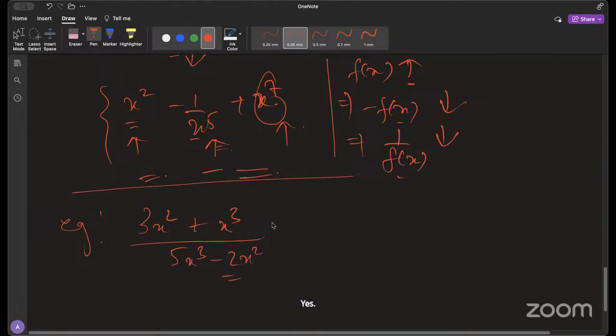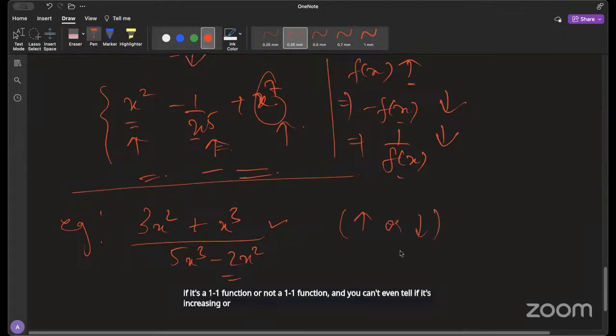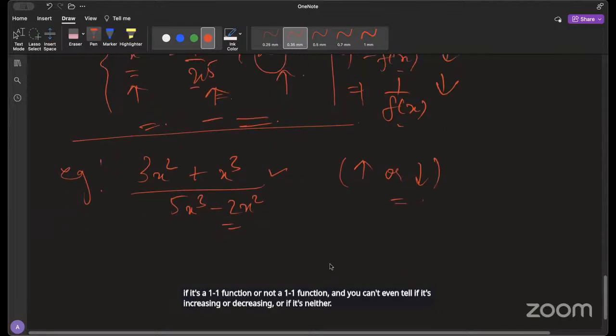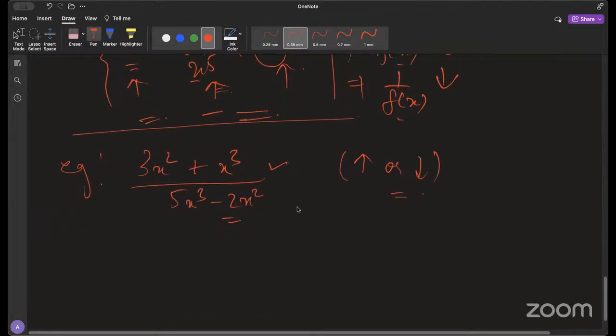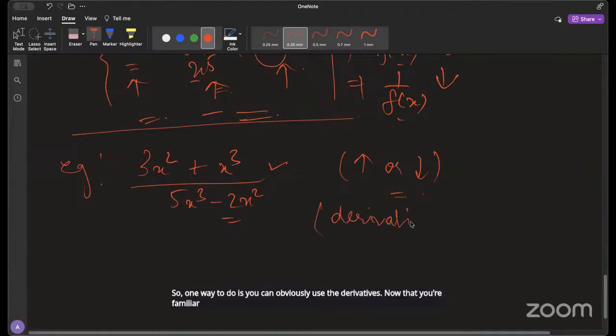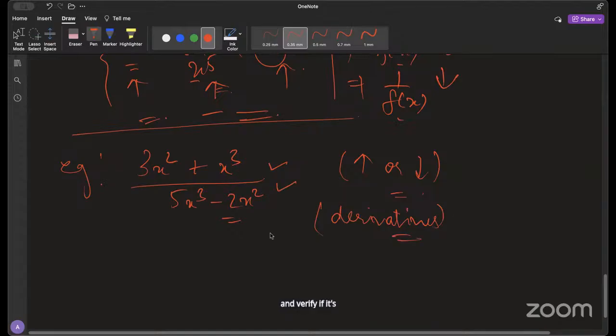Now you can't really tell by looking at it if it's a 1-1 function or not, and you can't even tell if it's increasing or decreasing or neither. So one way is you can obviously use derivatives. Now that you're familiar with derivatives, you can use them here and verify if it's an increasing or decreasing function. And the other way is the definition.